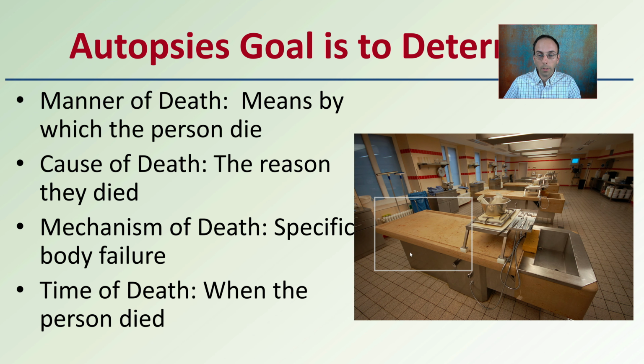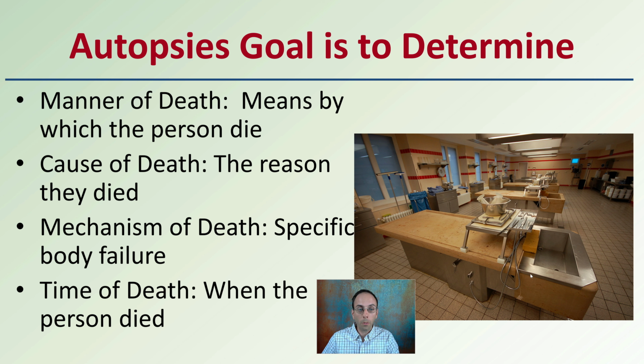The goal of autopsies, the whole point of performing them, is to try to determine the manner of death, which is the means by which the person perished; the cause of death, which is the reason why they died; the mechanism of death, which is the specific body failure that may have occurred; and the time of death, which refers to when the person actually died.